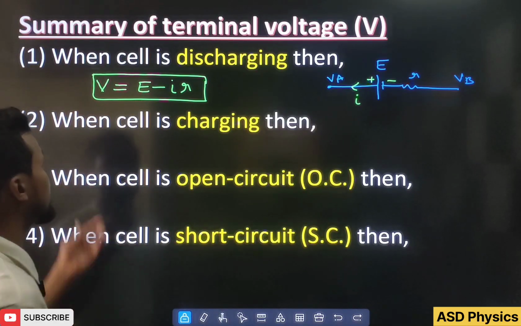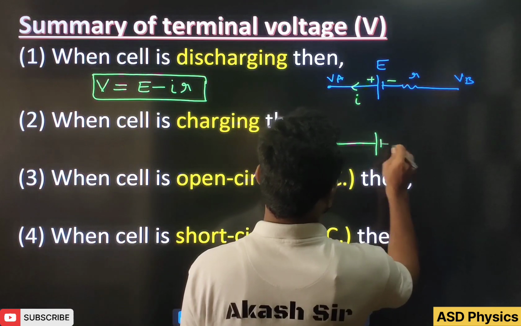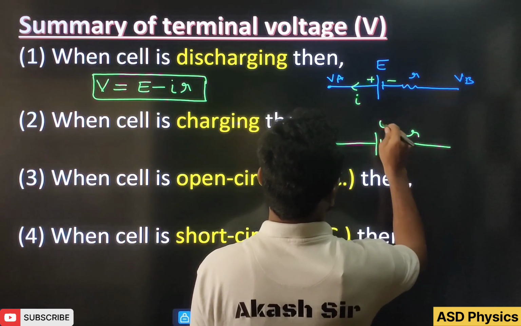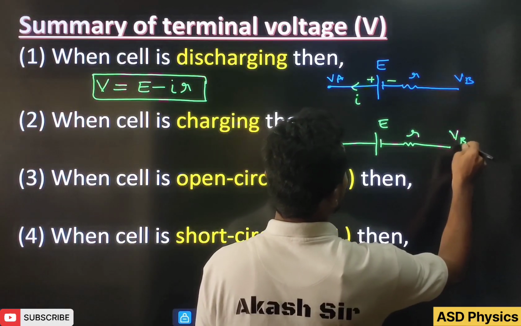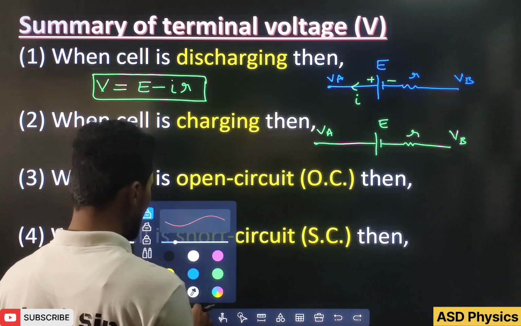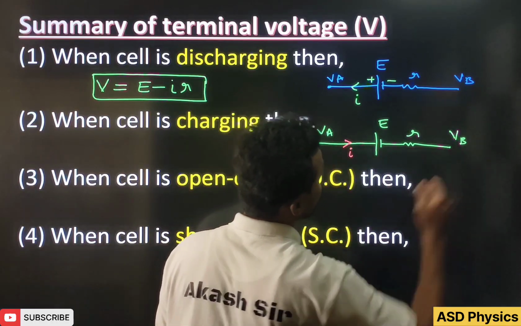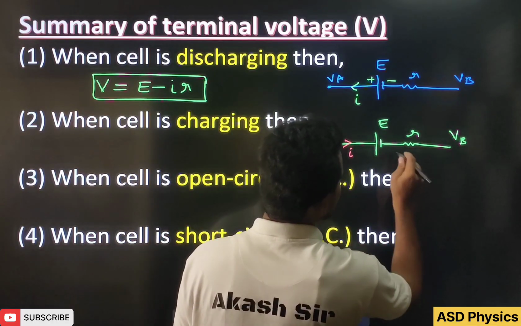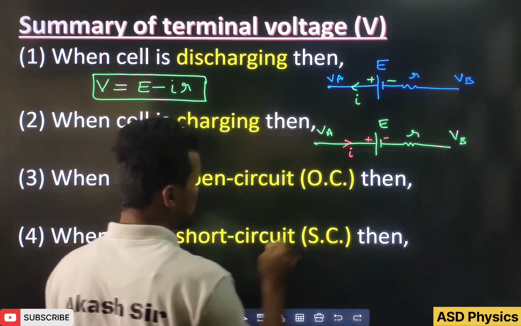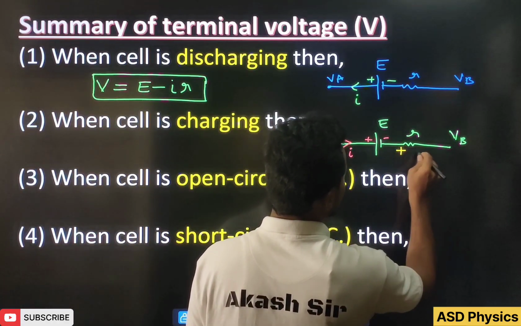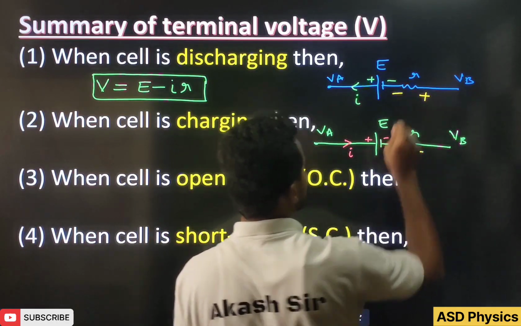Now friends, the second one, when the cell is charging. Again I draw this is r, this is E, this is VA, this is VB. During the charging situation, this is connected to the battery, that means current will flow in this direction. When the current flows in this direction, the battery polarity is fixed, plus minus, but the resistance, see here, current is flowing in this direction, this plus, this minus. Upward situation, current is flowing B to A, that means this plus, this minus, okay.